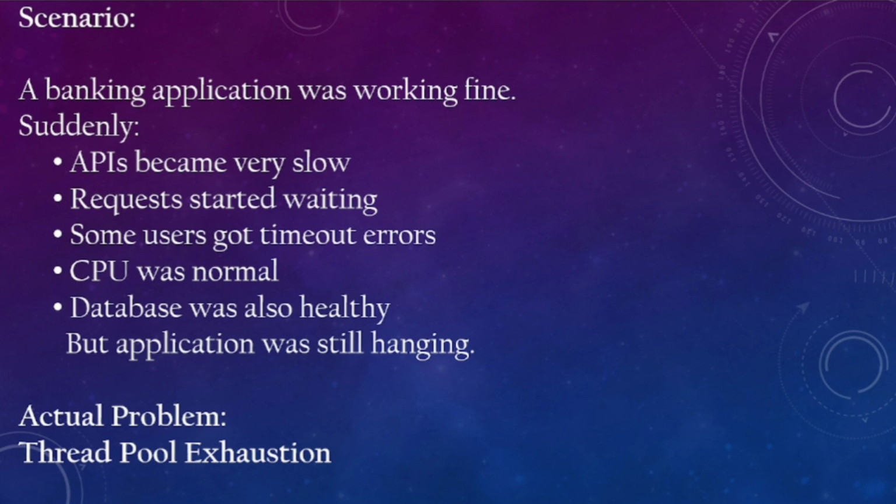CPU usage normal. Database health looks fine. Memory is also stable. But the application is still hanging. Then the team restarts the application and everything starts working normally again. After some time, the same issue repeats. This is one of the most common symptoms of thread pool exhaustion in production systems.